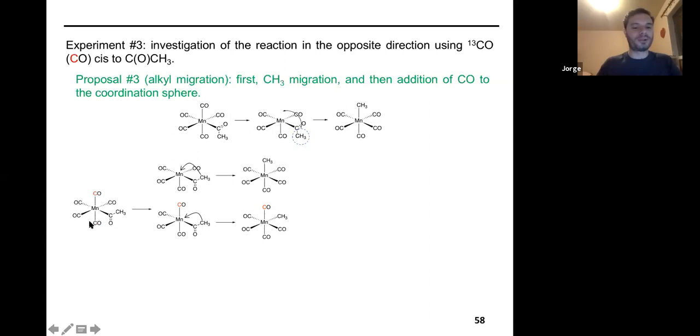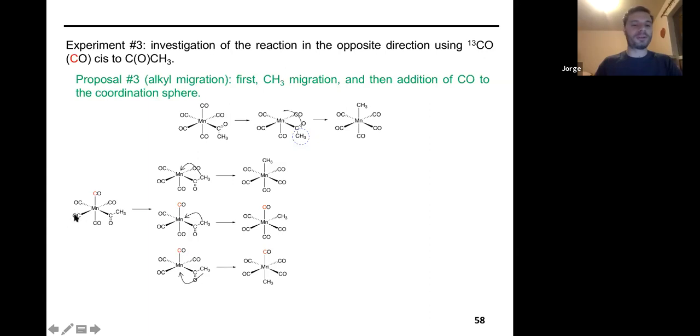Now let's take a look at the third option. If we lose this carbonyl ligand, now the CH3 is going to migrate to this vacant site right over here. And now take a look at that. Now what we got is the hexacoordinate complex where the carbon monoxide labeled with carbon-13 is trans to the CH3 group.